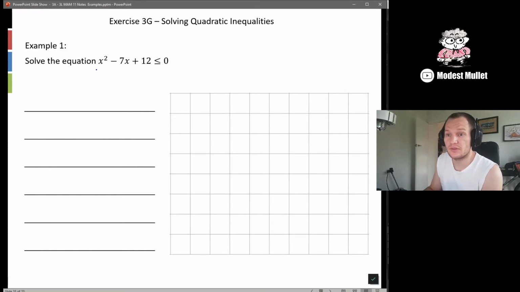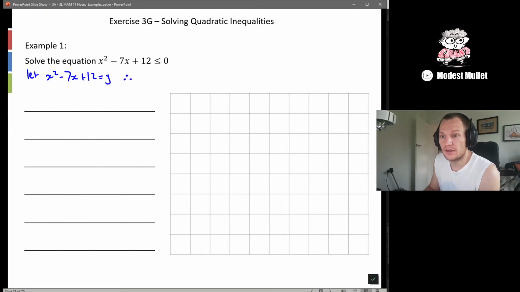So solve the equation x squared minus 7x plus 12. Again, equation inequality. So I'm going to let x squared minus 7x plus 12 equal to y. Therefore, I'm trying to find when y is less than or equal to 0.